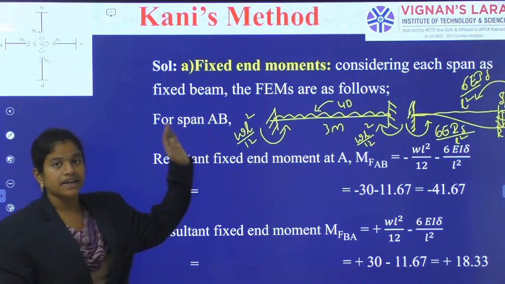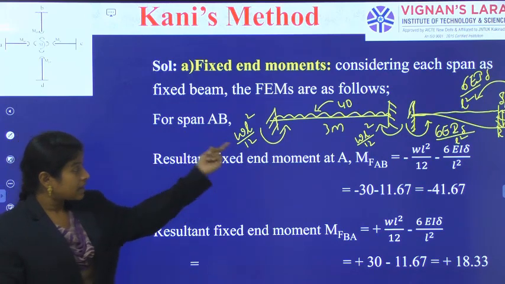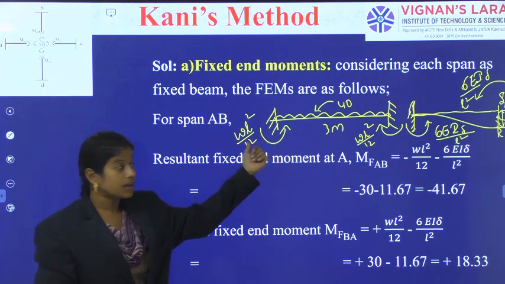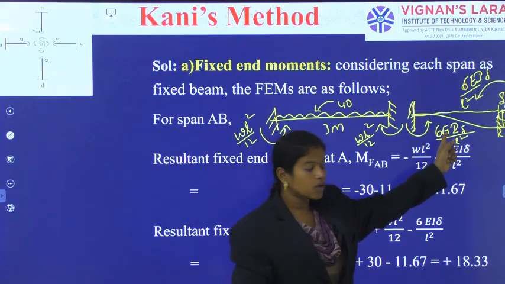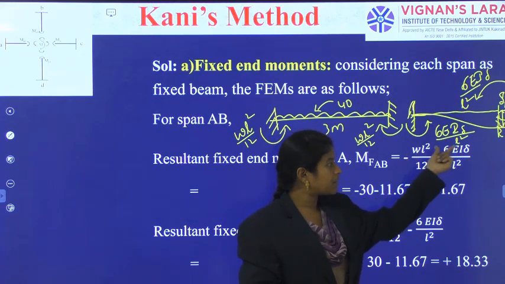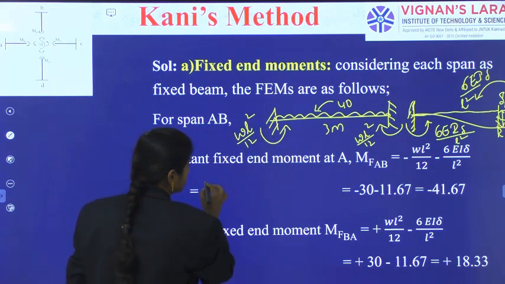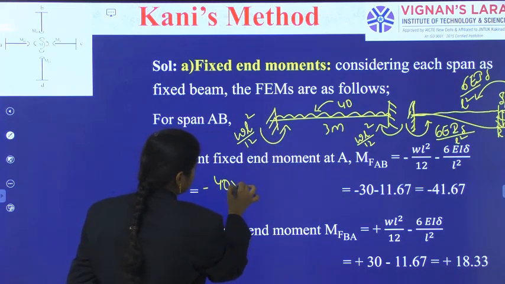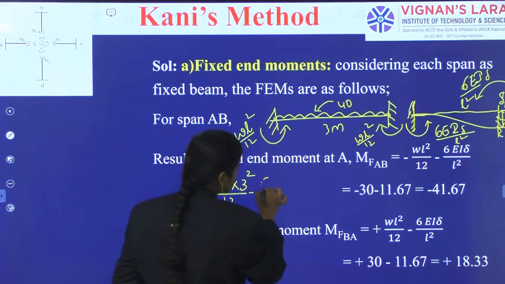Now, firstly, the resultant fixed moment at A: it goes in the anti-clockwise direction, that's why minus WL square by 12. And also here it goes in the anti-clockwise direction, minus 6 EI delta by L square. So minus WL square by 12 minus 6 EI delta by L square. That is minus 40 into 3 square divided by 12 minus 6.